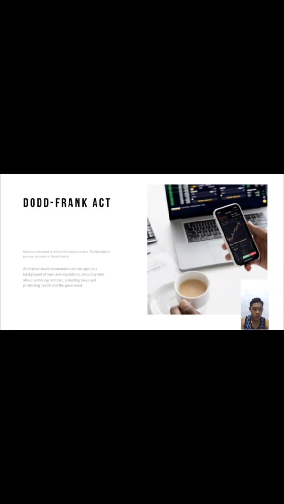Dodd-Frank Act. Majority attempted to reform the financial system. The legislation's purpose, as noted on Dodd-Frank, is that all market-based economies operate against a background of laws and regulations, including laws about enforcing contracts, collecting taxes, and protecting health and the government.